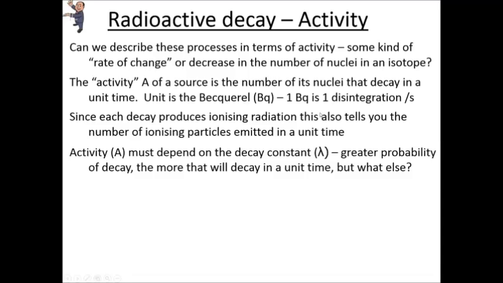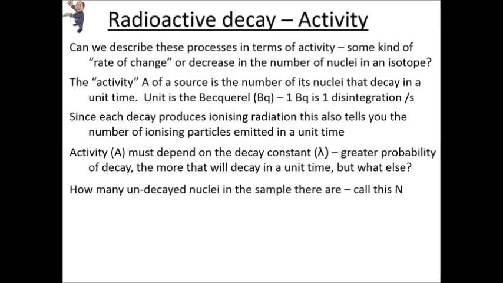Well, it's got to depend on the decay constant, because the decay constant was the probability of decay. So the higher the decay constant, the more that will decay. But what else? Well, we need an idea here of the number of undecayed nuclei there are available to actually decay. So this is the number of nuclei in the sample. And we've got a letter N, or big N, for this.